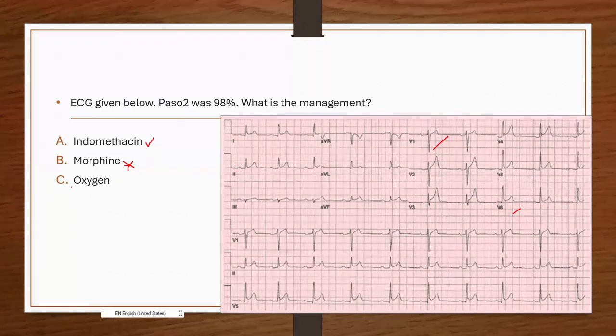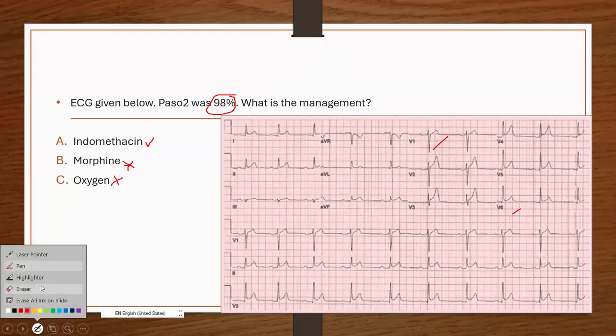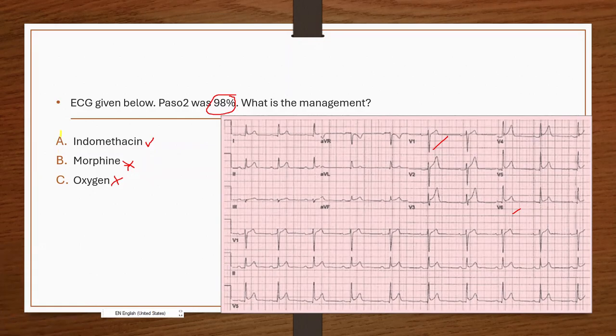Now, when it comes to oxygen, here see the saturation is 98%. So oxygen is not indicated in this case. Oxygen is not necessary here. You have to go with answer A, which is indomethacin. So indomethacin would be the correct answer here, like all of you have said.